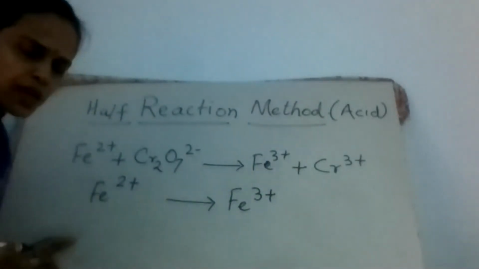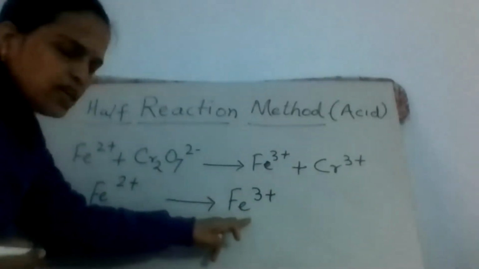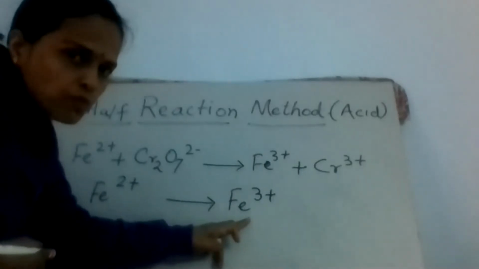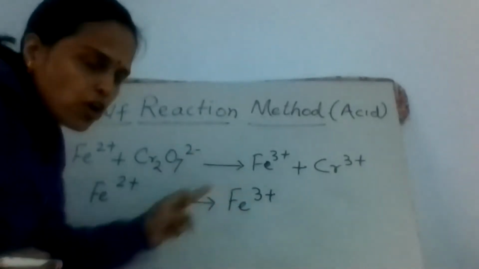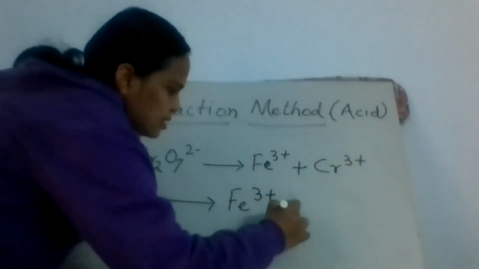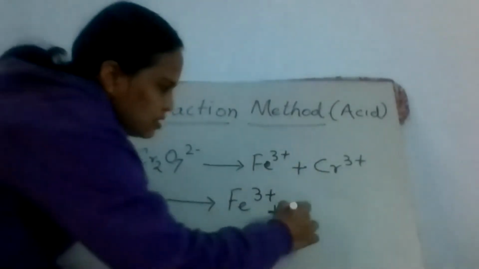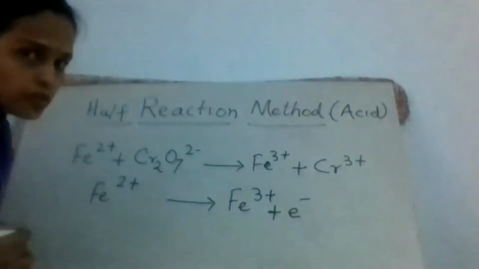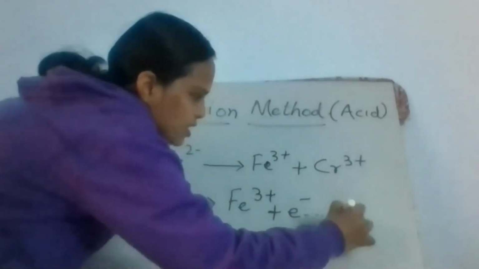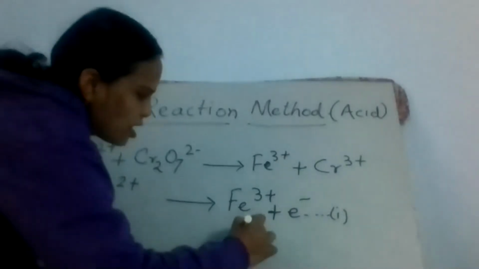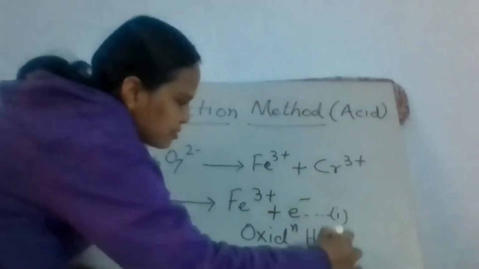Here iron is balanced. I need to balance the charges. Here iron is present in +2 state and on the right hand side Fe is present in +3 state. So it is an increase in oxidation number. This is a case of oxidation and I need to balance the charges with electrons. I'll add one electron on the right hand side to balance this equation, and this becomes equation 1. You will name this equation as the oxidation half cell reaction.